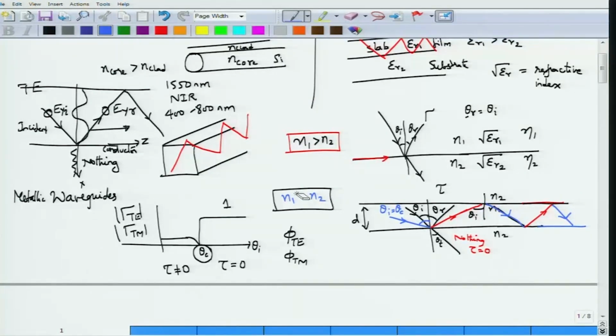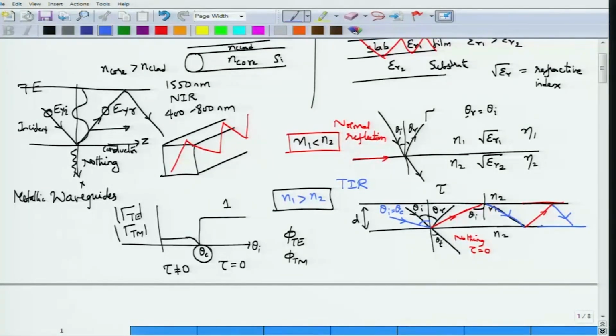I wanted to show you n1 is greater than n2, and sorry, this is the case where n1 is less than n2. So this is n1 less than n2, this is n1 greater than n2. This is where you actually have total internal reflection. This is the case where you have normal reflection. So, the total internal reflection is n1 greater than n2.